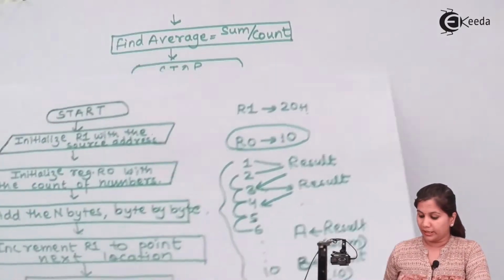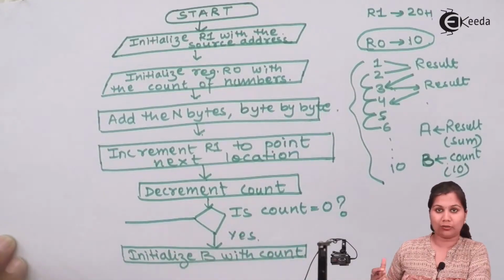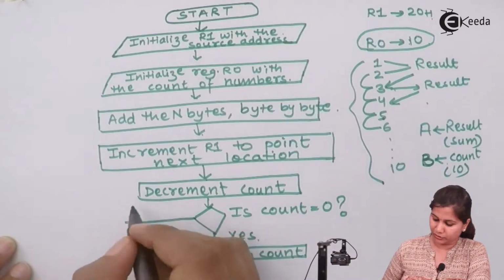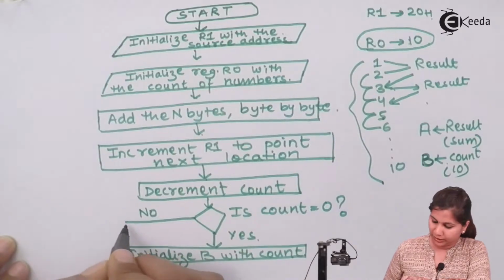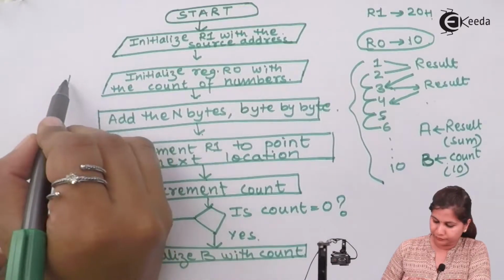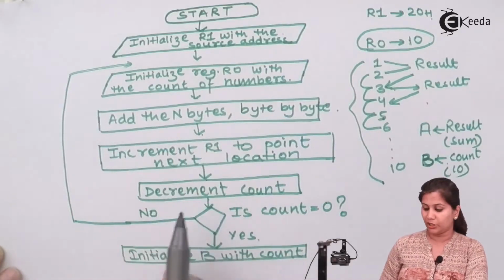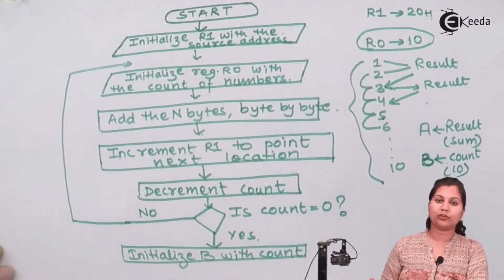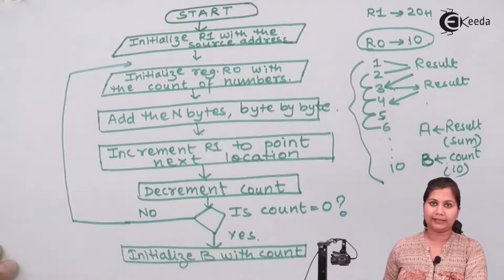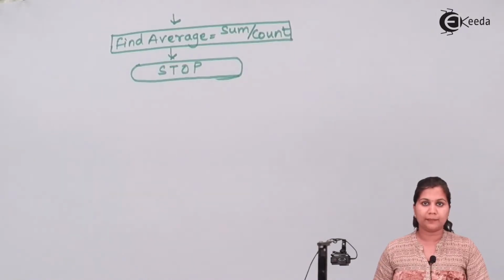Now here, the condition can be that the count can be 0 or it cannot be 0. If it is 0, then find the average. If it is not 0, then again you have to repeat the process. You have to add the n bytes, you have to increment R1, you have to decrement the count, and byte by byte you have to add all the numbers till the count is 0 and all the numbers are added. So this is the flowchart for this program.